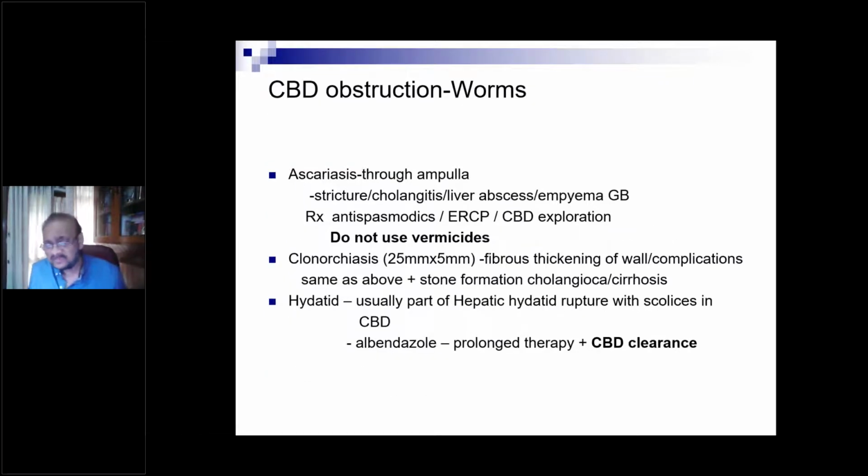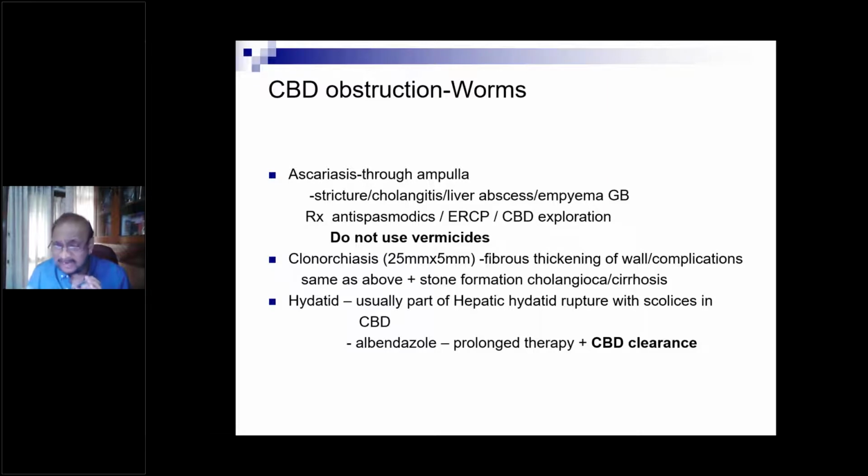The second cause for CBD obstruction is basically worms, Ascariasis, cholangiocarcinoma, and hydatid. Now cholangiocarcinoma, fortunately, is not found in this. It's basically a Mediterranean disease, and there you find this worm. Complications are the same as in Ascariasis. What are the complications? If it remains there for a prolonged time, it dies there, causing stricture, cholangitis, liver abscess, impairment of the gallbladder. All possible with Ascariasis lying inside the CBD.